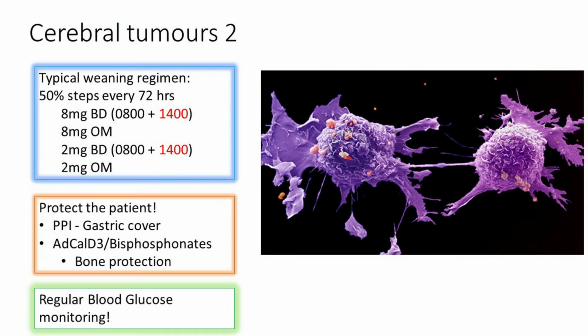But we tend to go 8 milligrams twice a day, and do remember the second dose is at 2 o'clock in the afternoon, not at 8 o'clock or 10 o'clock at night. Otherwise, they're more likely to be up all night. And the other thing with dexamethasone, it's got a half-life of about 52 hours, so it's there for about 3 days, and still weaning off after that, even after a single dose.